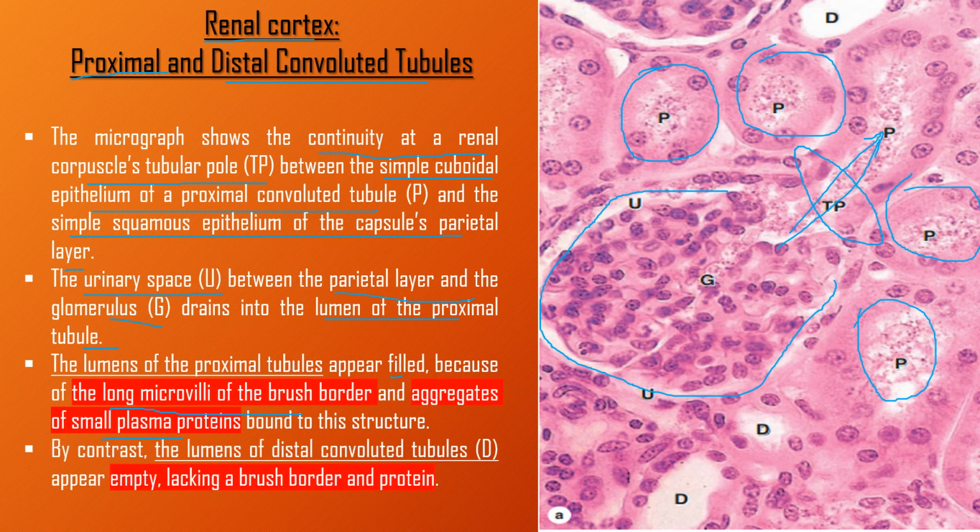Now we'll talk about the DCT. The lumen of the distal convoluted tubule, as you can see here, appears empty, because of the lack of brush borders and protein. So now you can distinguish between a PCT and DCT on the basis of their lumen. If it's filled, then it's a proximal convoluted tubule. If it's empty, then it's a distal convoluted tubule.